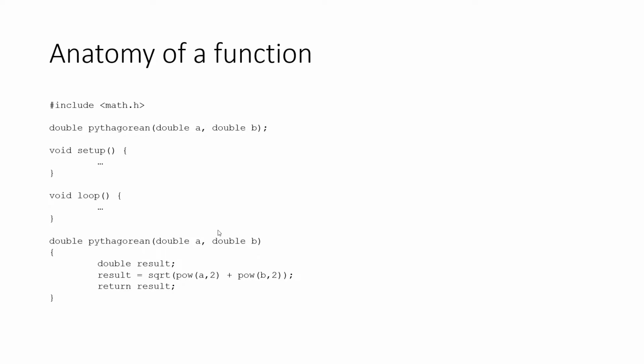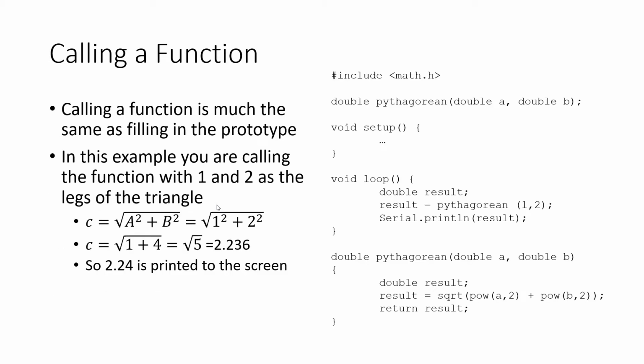Now, if we want to call this function and actually use it, we need to put something in our code to actually call it. So in this case, I want to take the parameters of 1 and 2 and plug them into our function. So now in the loop, I've declared a variable called result.